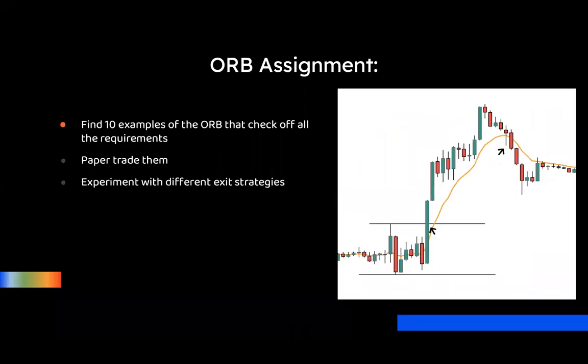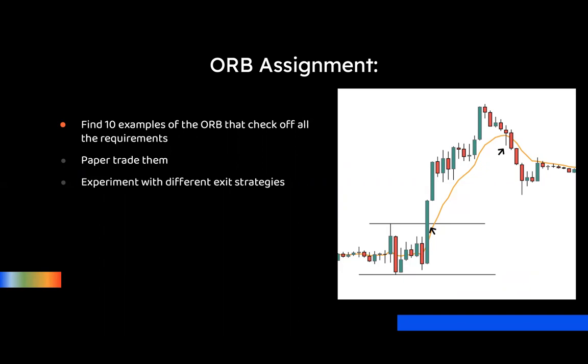So what is your assignment? I want you to find 10 examples of the ORB that check off all the requirements. Did you gap up or below? Are you bouncing off a key level? Are you rejecting a key level? Do you have clean action? So it can be your first 10-minute range. It can be your 30-minute range. And remember, if you're stuck in the 30-minute range, you don't want to take a trade. So if it breaks above the 10-minute ORB and then fails and comes back in the range for the first 30 minutes, then stay out of the market.